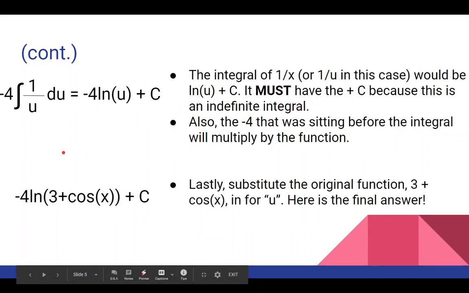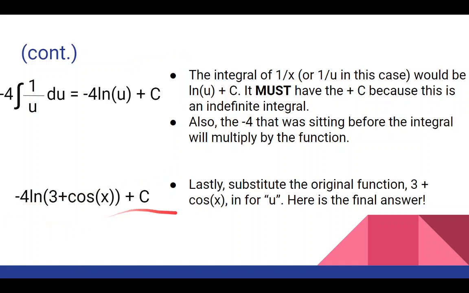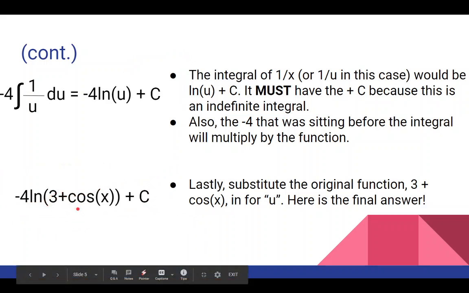So the integral of 1 over u would be ln of u, and then we're going to have to keep this negative 4, so it just gets put there. And then since it's an indefinite integral, we're going to need the plus c. So the last step would be to plug in this original value back into u. So our final answer would be negative 4 times ln of 3 plus cosine of x plus c. And this would just be the final answer.